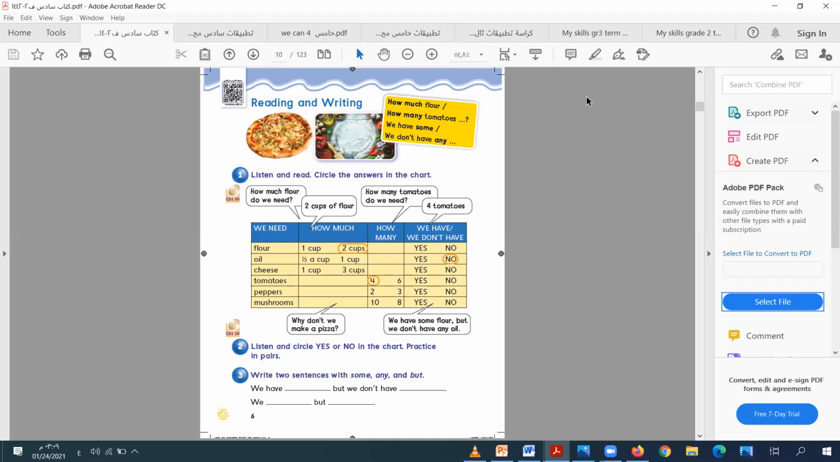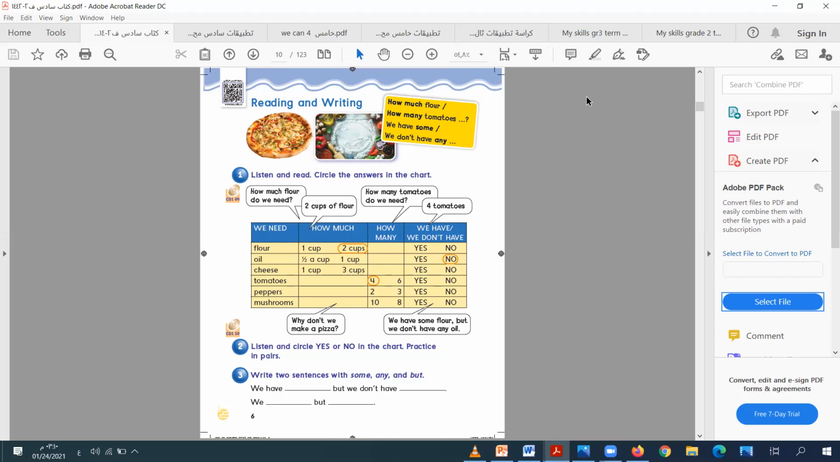This is unit number 1, lesson number 3, page 6. Our title today is reading and writing. So today, inshallah, we're going to read and write sentences.